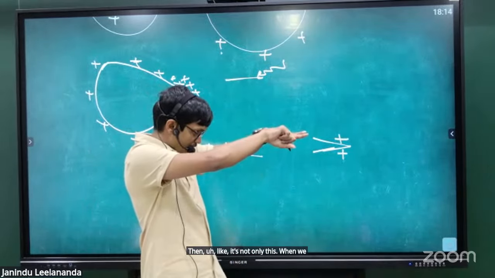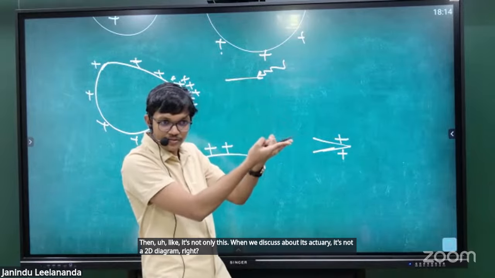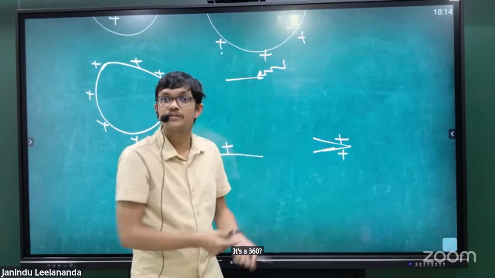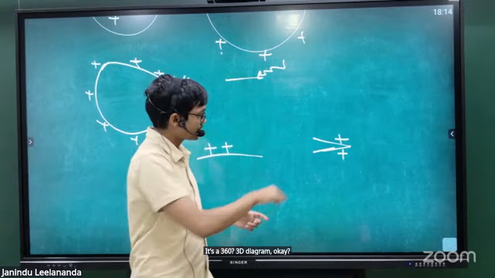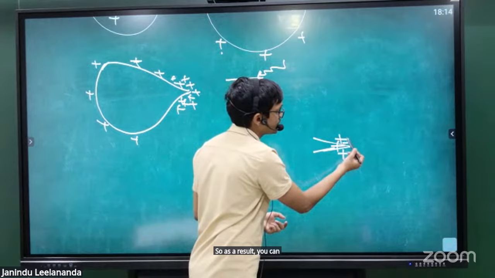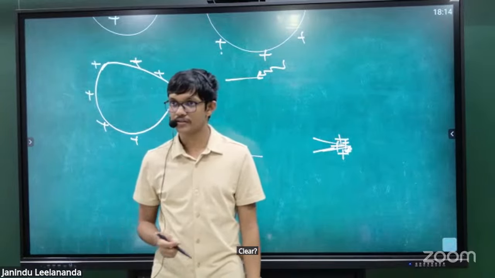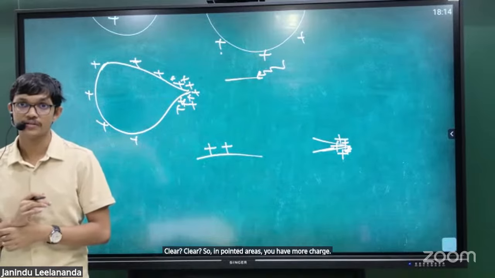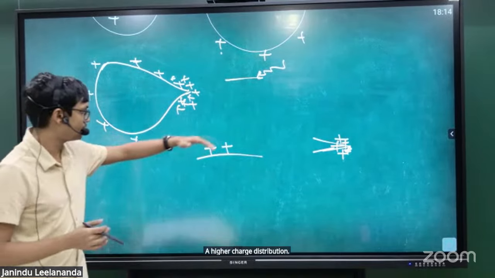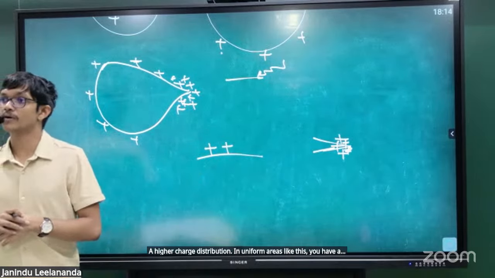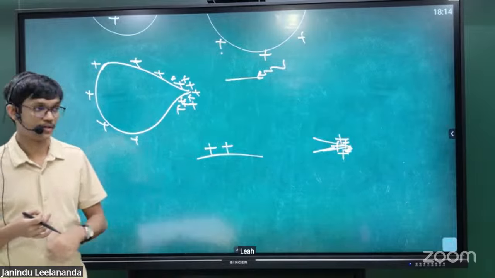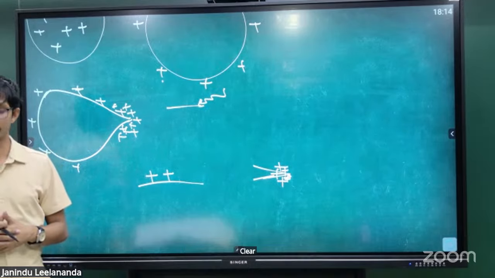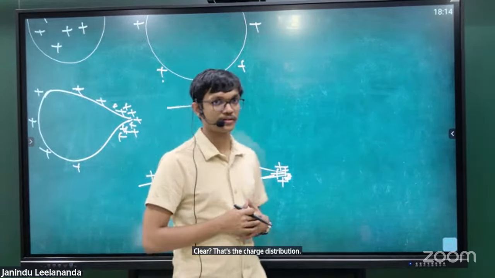And it's not only this. It's not a 2D diagram, right? It's a 360 degree 3D diagram. So as a result, you can have a lot of charges around that. So in pointed areas you have more charge, a higher charge distribution. In uniform areas like this, you have a low amount of charge. That's the charge distribution. Got the idea?